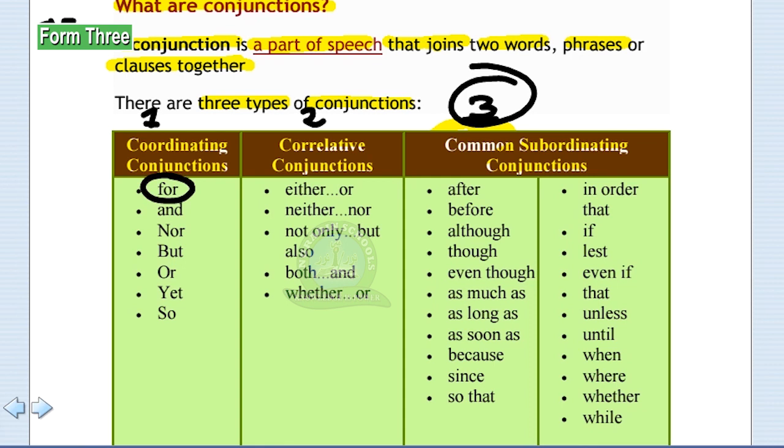Let me use the yellow highlighter. Fine. For. And then and, nor, but, or, yet, and so. These are coordinating conjunctions. A very simple way to remember coordinating conjunctions is the word FANBOYS. Let me write the word FANBOYS here. Fan, boys.